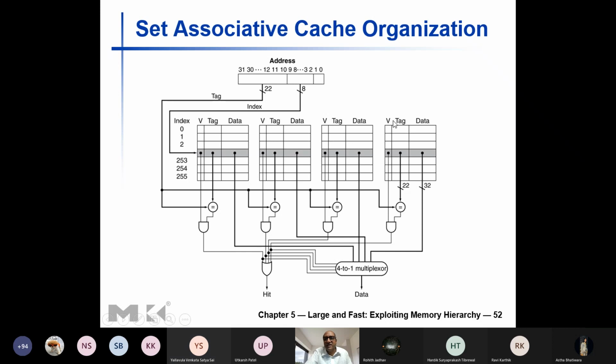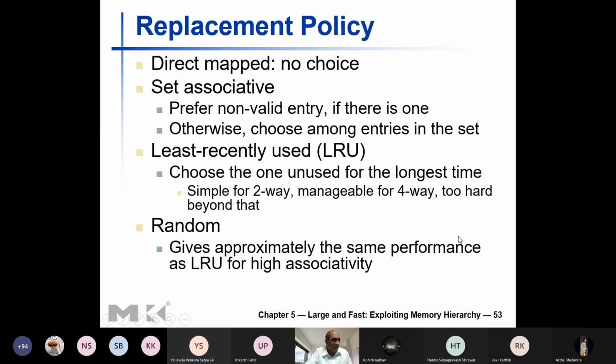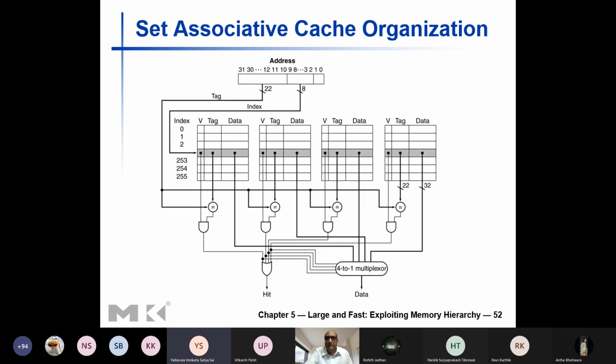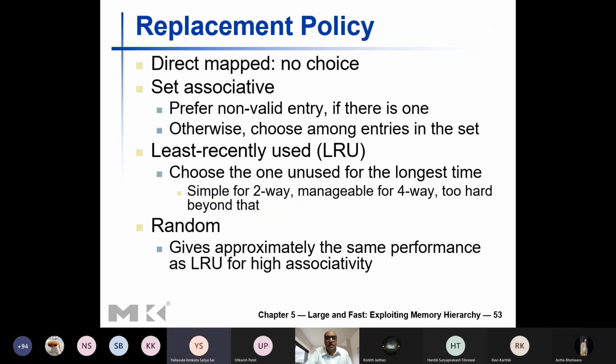And from that, if you want the desired word, again by using the word index you can pick up the desired word if it is required. That way you can fetch the desired block from the set associative cache. This is the overall architecture of a set associative cache, how it is implemented, and what different hardware components are involved. So this is the one.